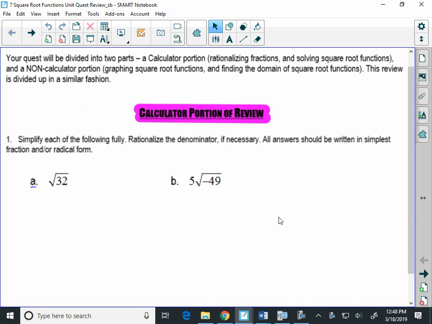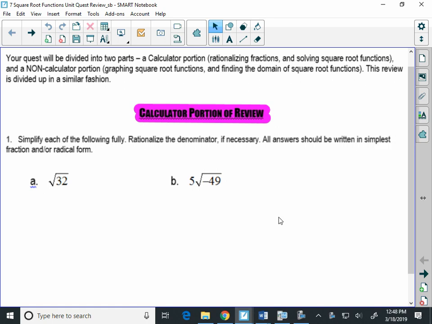So we're going to be having a test here soon, and I call it a question here, but there's going to be two parts. A calculator portion that's going to have rationalizing fractions, solving square root functions, and then a non-calculator portion where you're going to be actually graphing the function and finding the domain of the square root of the functions. So I've got it highlighted here that we're going to be looking at the calculator portion of the review here.